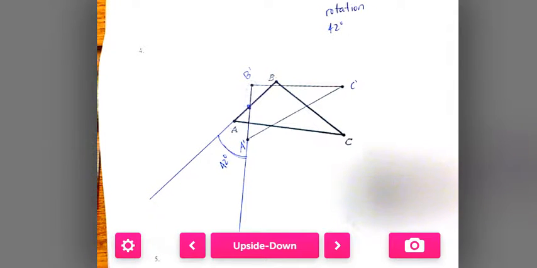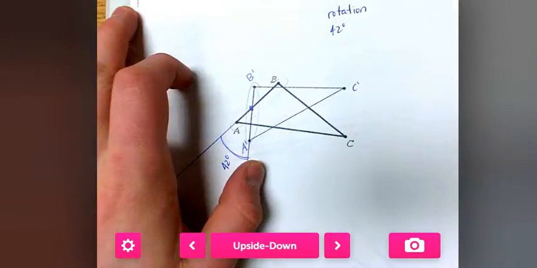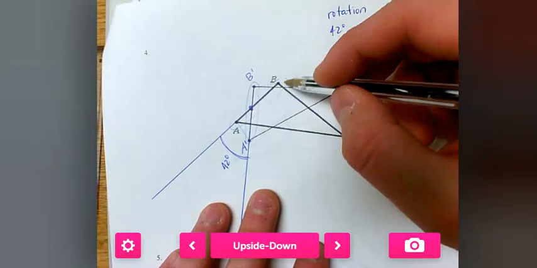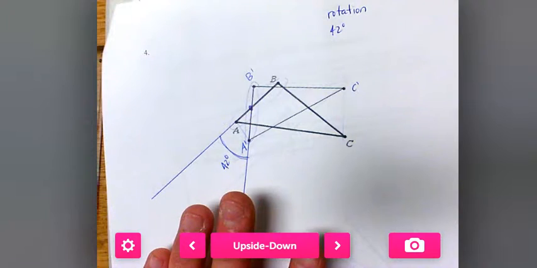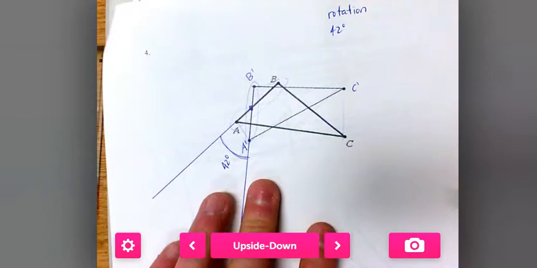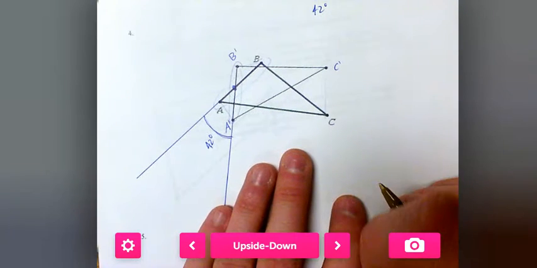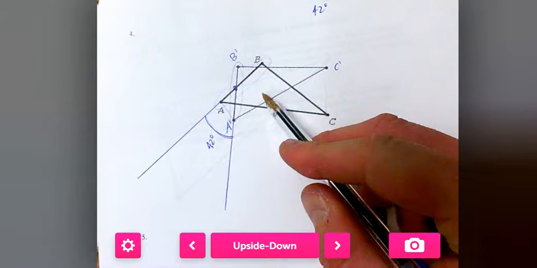Now for this one, it's a little bit weird, and that's why I'm doing this one first. Because for the other ones, you'll connect A to A prime, B to B prime, and C to C prime, and they will all intersect at one point. I'm going to show you that after this. But for this one, the only question we're going to ask is whether the center of rotation is going to be outside the triangle or inside the triangle.